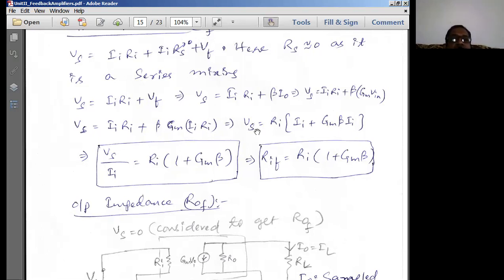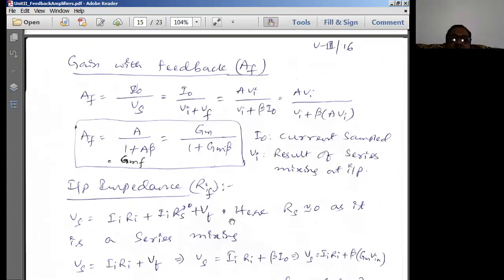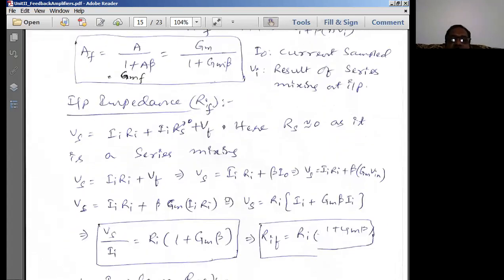Now for Vs by Ii, among these two I have Ii also, so I'll take Ii common and put it in the denominator on the left-hand side. Then I can write Vs by Ii is equal to Ri into 1 plus Gm into beta. That means the input impedance of the amplifier is going to increase because it is series mixing.